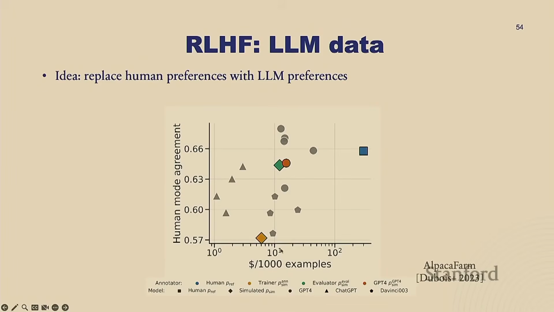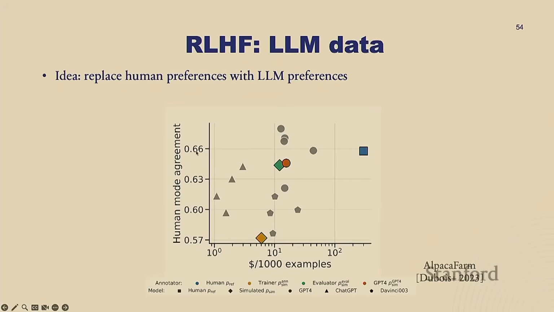On this figure, you see on the x-axis the price that we paid for collecting human data. It's around $300 for 1,000 examples, and this is on Mechanical Turkers, which are usually cheaper than some of the other companies that you could go through. On the y-axis is the agreement with other humans, with the mode of other humans. And what you see is that, as I told you before, labeling is really complicated.